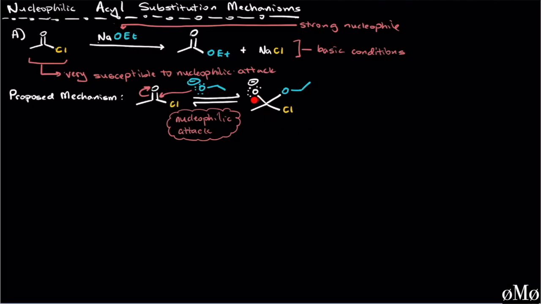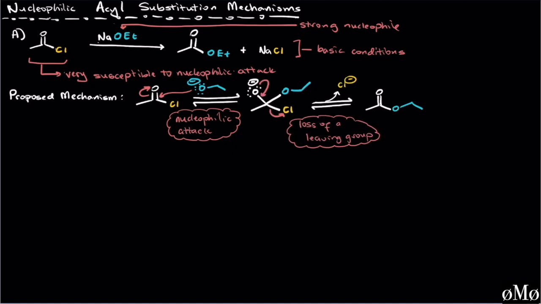And then this O minus is going to be susceptible to falling back down to collapse back into a trigonal planar sp2 carbon center. And so it should come as no surprise that you engage directly in the loss of a leaving group, and then the chloride leaves, and then you form your ester. Okay, so that's your extremely basic conditions. This is the extreme. You just have a nucleophilic attack and a loss of a leaving group.